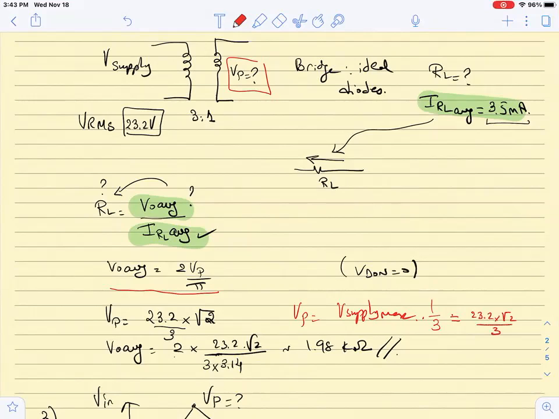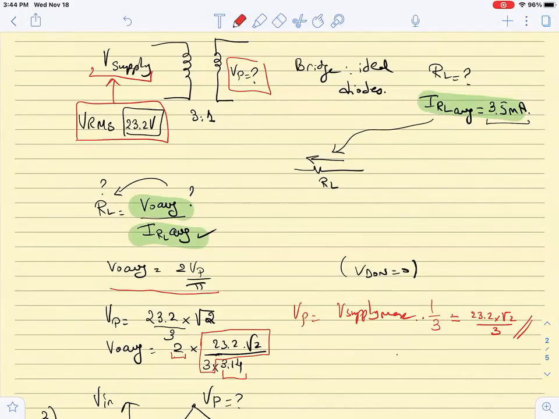And this would be equal to 23.2 times √2 over 3. So we can find Vp max from the given RMS value at the supply side of the transformer. And then we can find VO average as 2 times V peak over pi. Okay, so it is 2 times V peak over pi. And we get VO average.